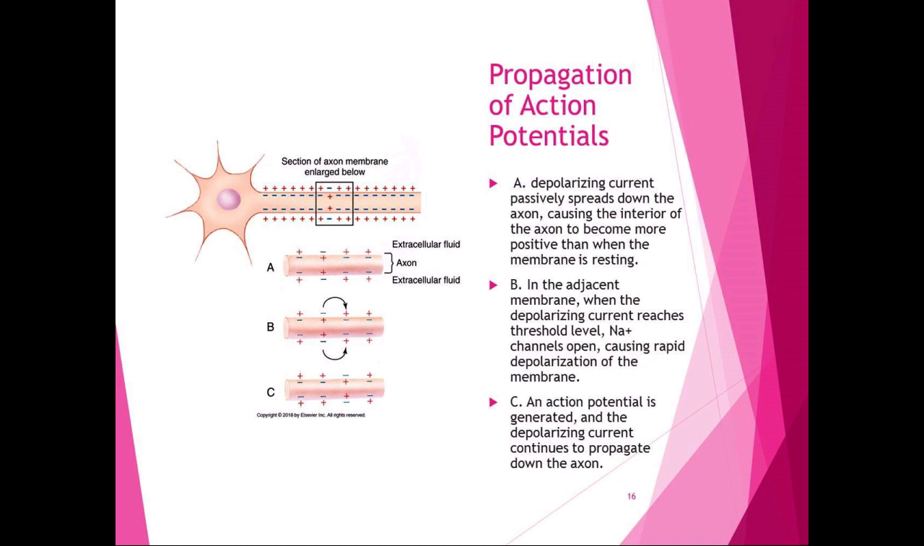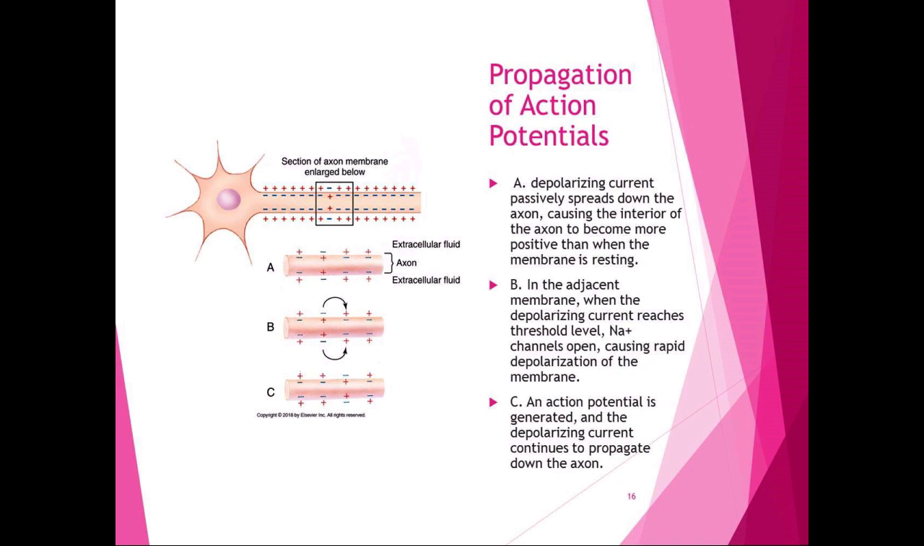In the adjacent membrane, when the depolarizing current reaches threshold level, sodium channels open, causing rapid depolarization of the membrane. So it's those voltage-gated channels. The action potential is generated and the depolarizing current continues to propagate down the axon. To keep the amplitude of the action potential above threshold, the membrane potential cannot be allowed to return to the resting potential. So you need to continue to have that stimulus.